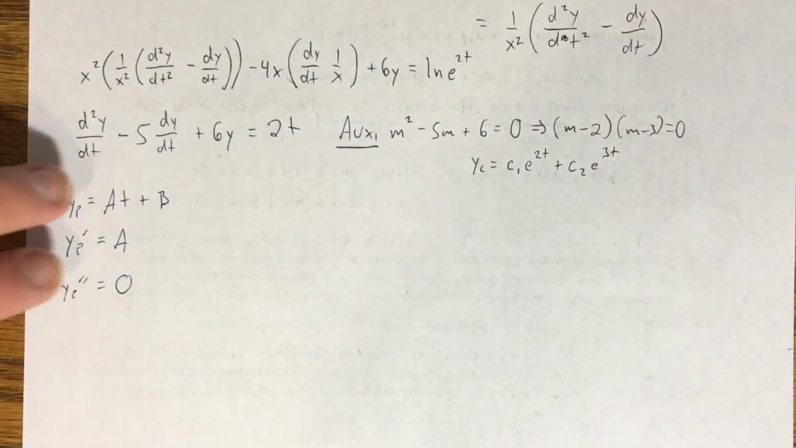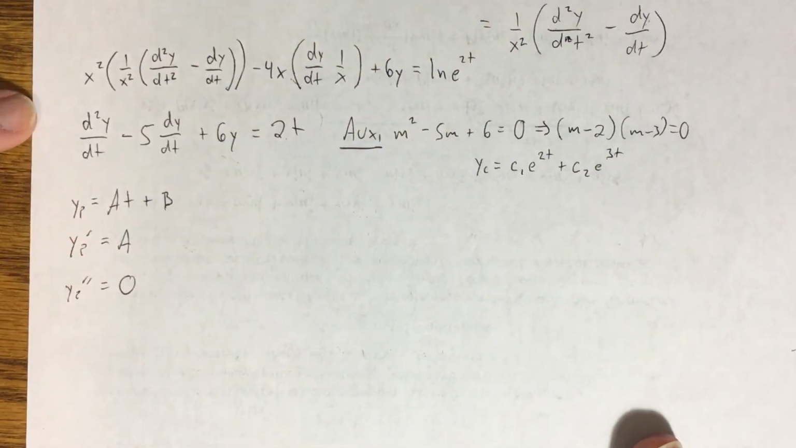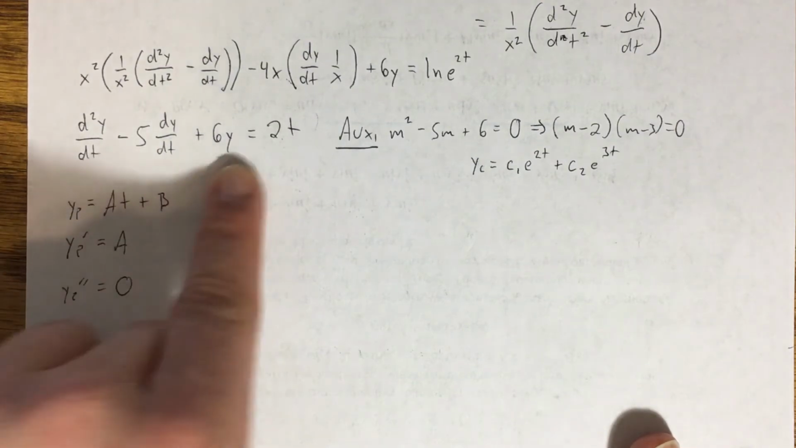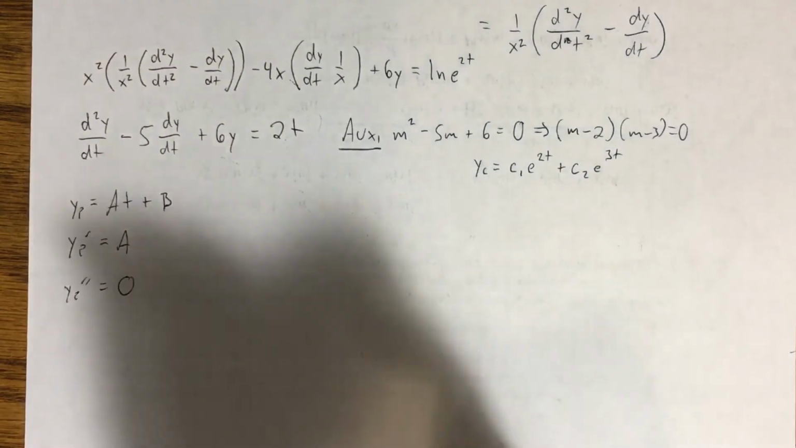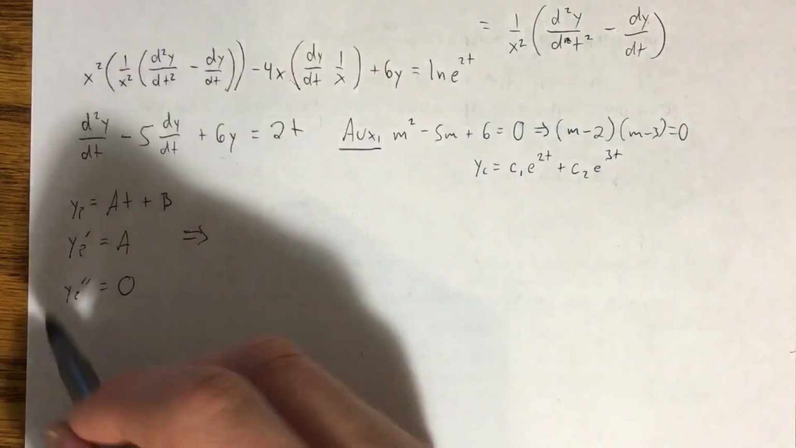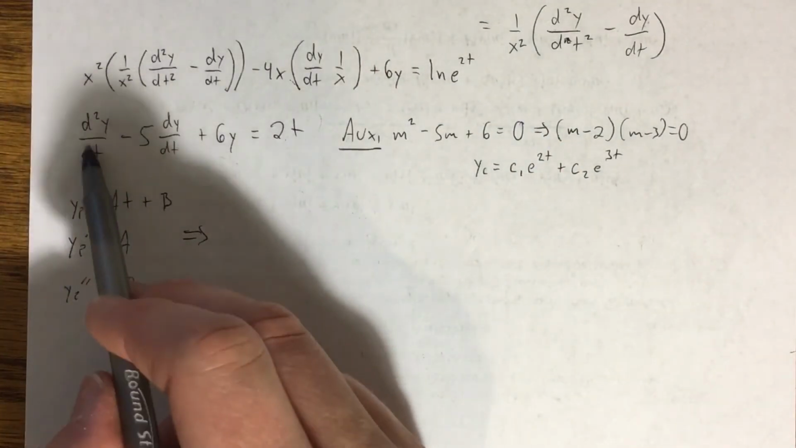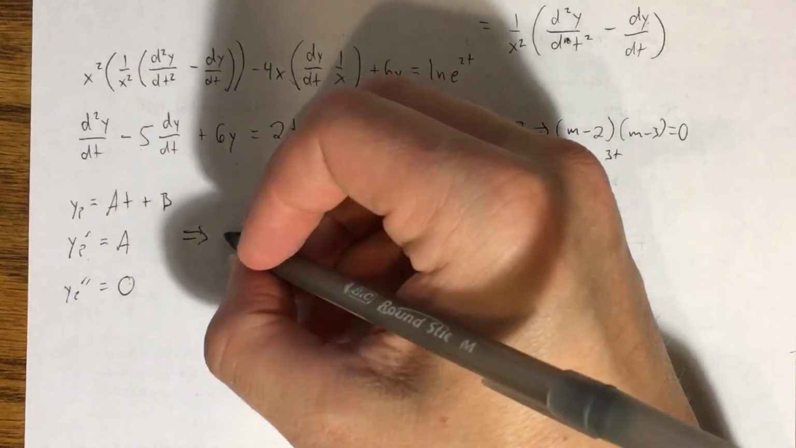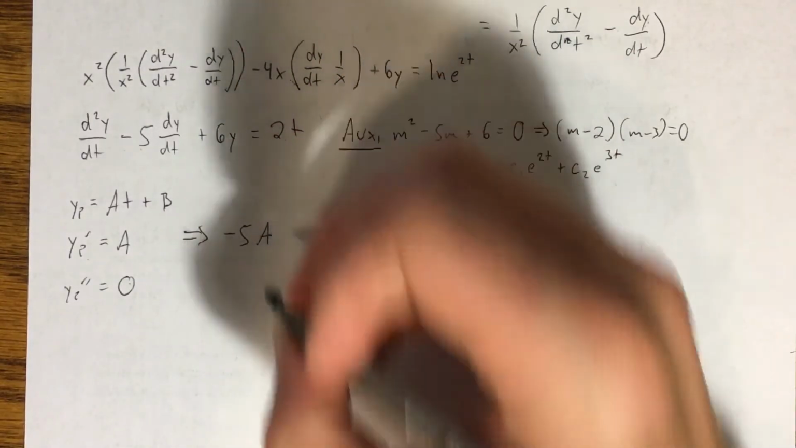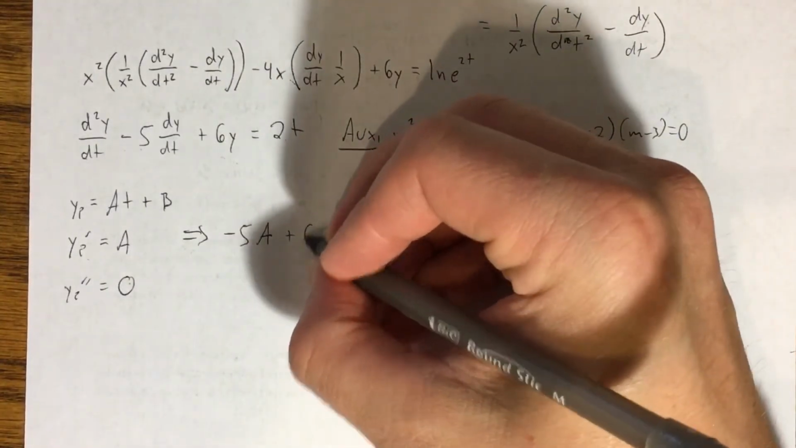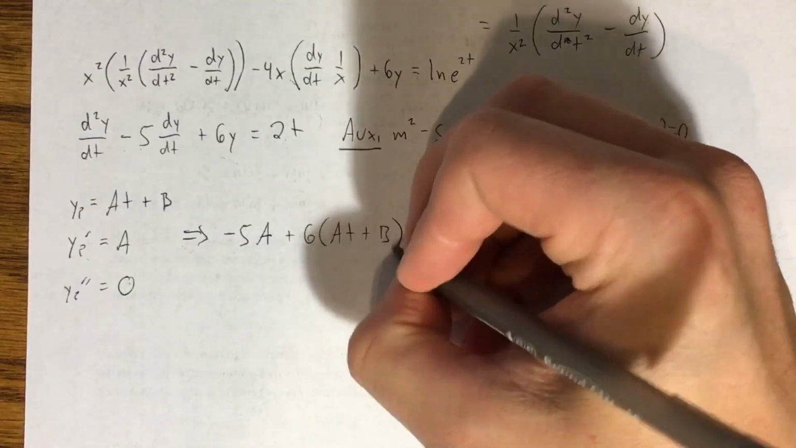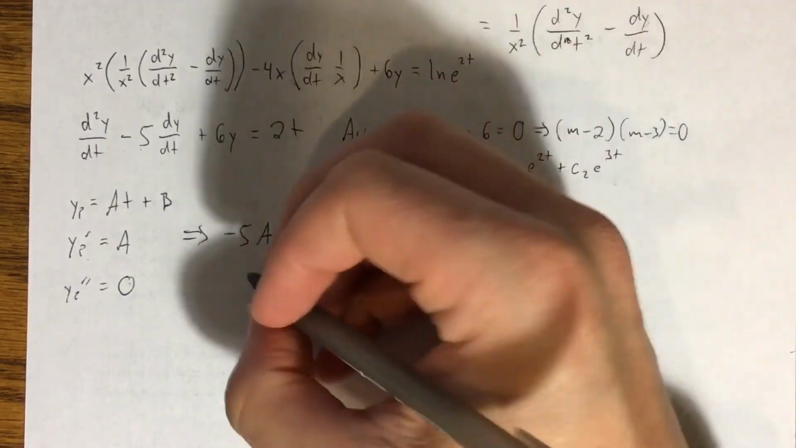Okay, I'm going to take these and put them up here. Now, even though I'm using prime notation, we are assuming that these are derivatives with respect to t, because they're coming from this equation up here. So what does that lead to? Well, yp double prime is equal to 0. That gives me a 0 right here. Negative 5 times yp prime is going to look like negative 5a. And then plus 6y is going to look like plus 6 times at plus b. That equals 2t.